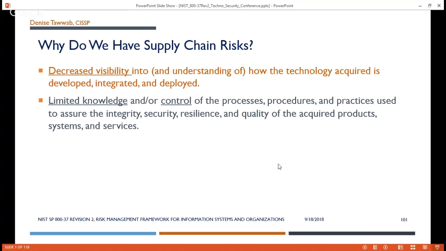Why do we have supply chain risk? Decreased visibility into and understanding of how the technology acquired is developed, integrated, and deployed. So when we're buying technology, we're limited in what we know about how that technology is acquired, developed, integrated, and deployed. Then we have limited knowledge and/or control of the processes, procedures, and practices that are used by the third party, by our supply chain, to ensure the integrity, security, resilience, and quality of the acquired products, systems, and services.